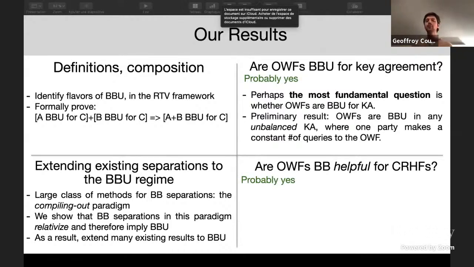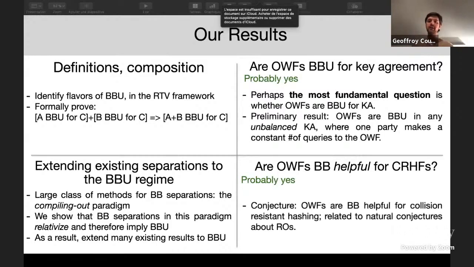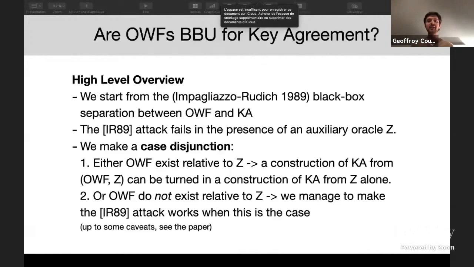And finally, we also look at the complementary landscape of black box helpfulness and put forth a conjecture regarding the black box helpfulness of one-way functions for building collision resistant hash functions, but I won't have time to tell more about it. So before I leave you, just a quick glimpse of the main question we look at, which is whether one-way functions are black box useless for building key agreement.